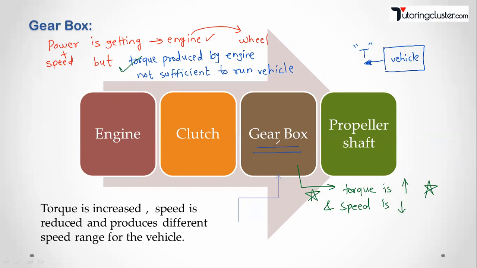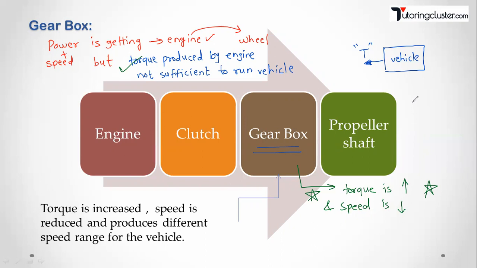What is the position of the gearbox? Gearbox is between clutch and propeller shaft. So gearbox is going to transfer the power from engine to the propeller shaft, and in gearbox torque is increased while speed is reduced. So I hope आपको गियर बॉक्स की बेसिक जो चीजें जानना जरूरी है वो अभी तक पता चल गया होगा. ओके, राइट.